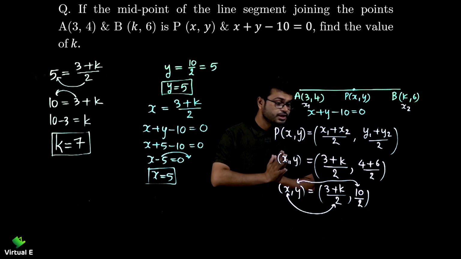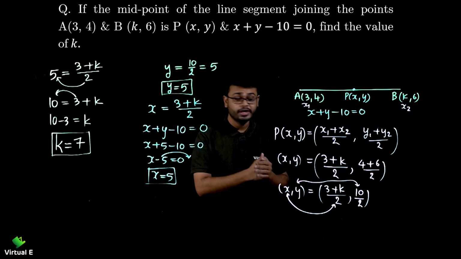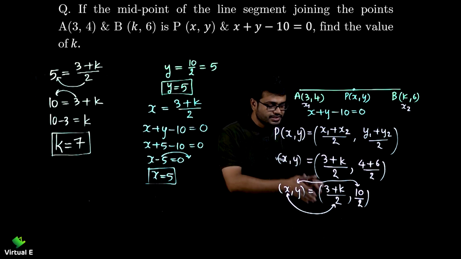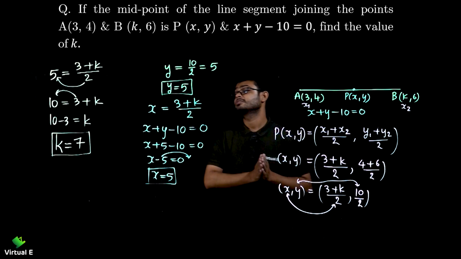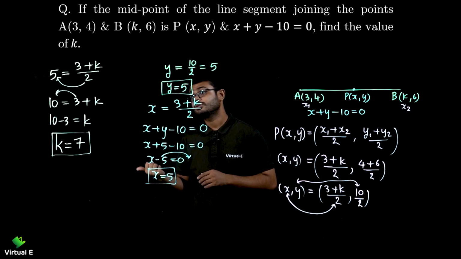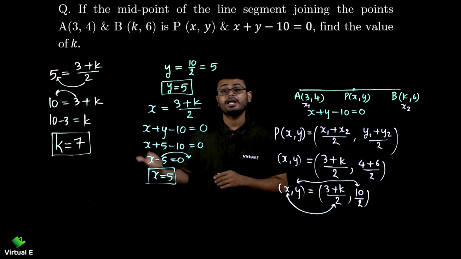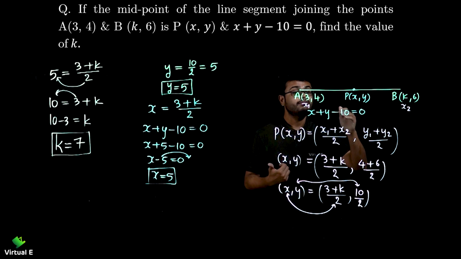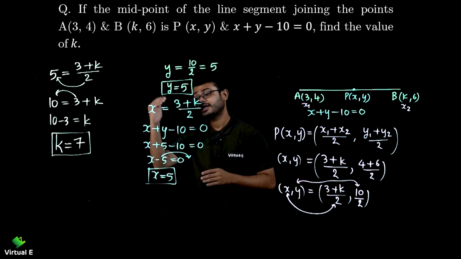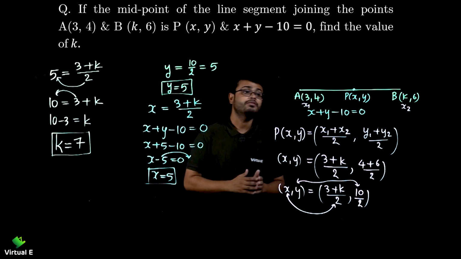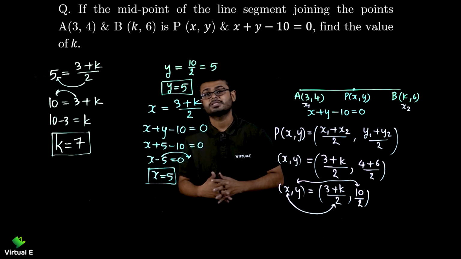So let's recall the steps. First of all, given P is a midpoint, so use the midpoint formula. Compare the X coordinate with X and Y with Y. You get the value of Y first. Then, to calculate the value of X, you use the equation X plus Y minus 10 is equal to 0. Get the value of X, substitute into the equation and get the value of K. Now let's discuss the next sum.